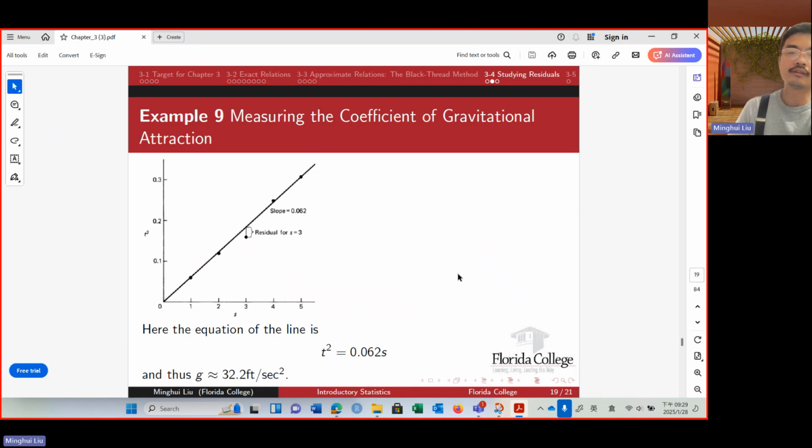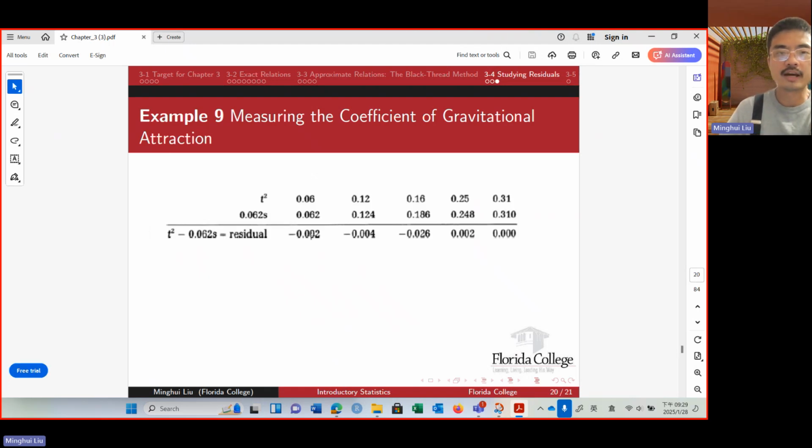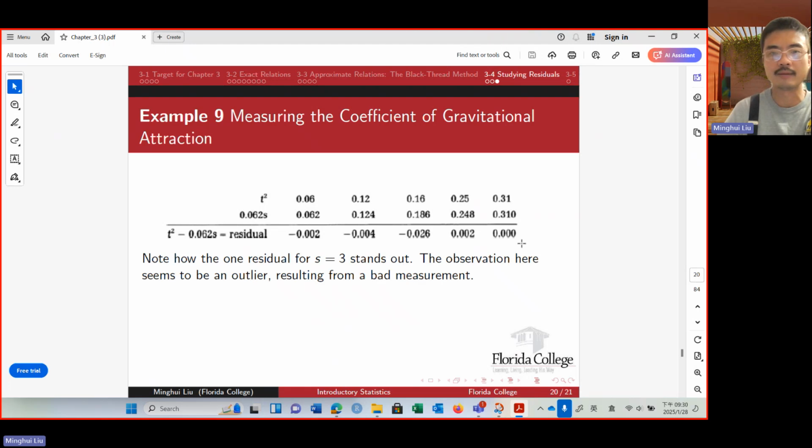And another thing you observe is that the points are mostly not on the line. In fact, there is a difference between t squared and 0.062s, and that distance is what we call the residual. You see here, sometimes a residual can be negative, sometimes positive, and sometimes even zero if you have a point that happens to be on the line. Notice that this third point has a residual whose absolute value is much larger than the rest of the data.